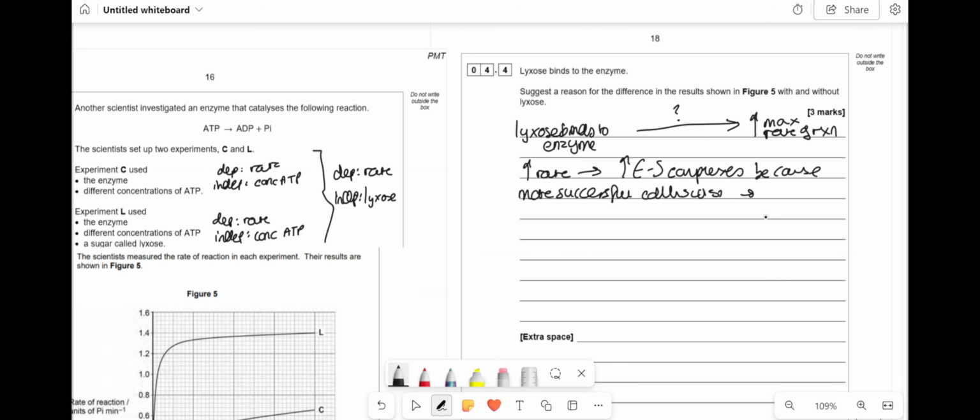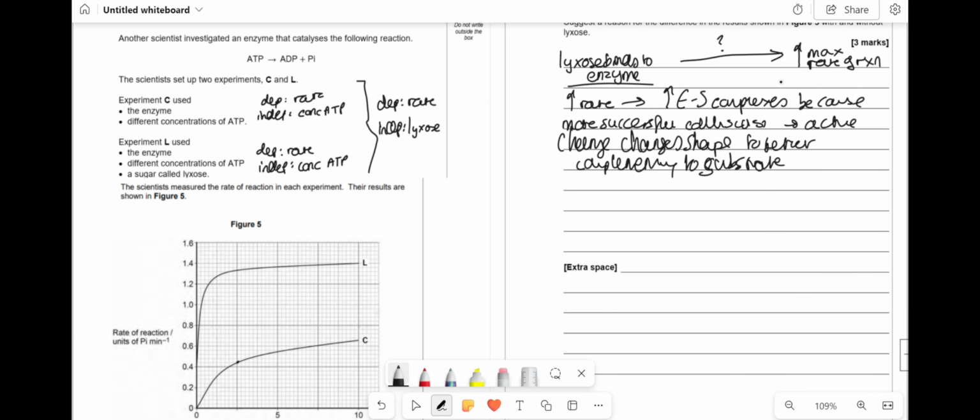Remember, these collisions depend on the active site colliding with the enzyme substrate. So if there's more enzyme substrate complexes and the substrate's staying the same, it must be that the enzyme's better at fitting it. So it must be that the active site changes shape to better complement the substrate. There's literally no other possible explanation based on the text alone. Other people started yapping about respiratory substrate, blah, blah, blah. It literally just says, how does this lead to this? Answer that.